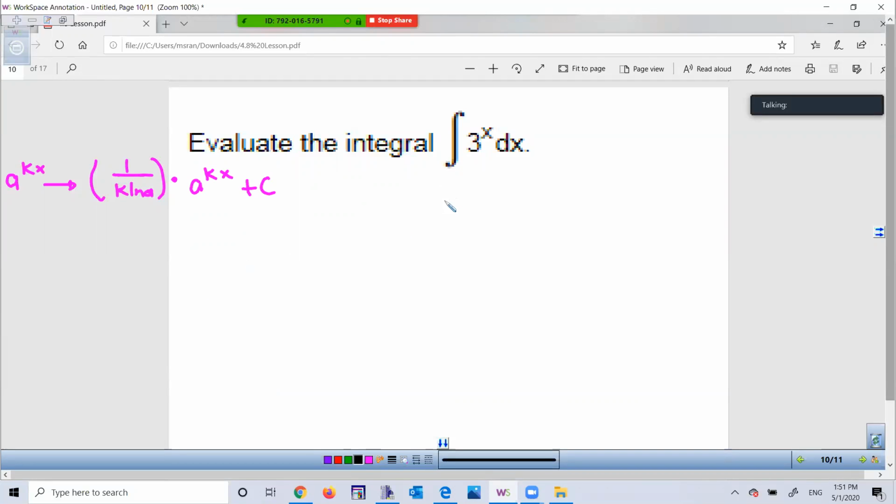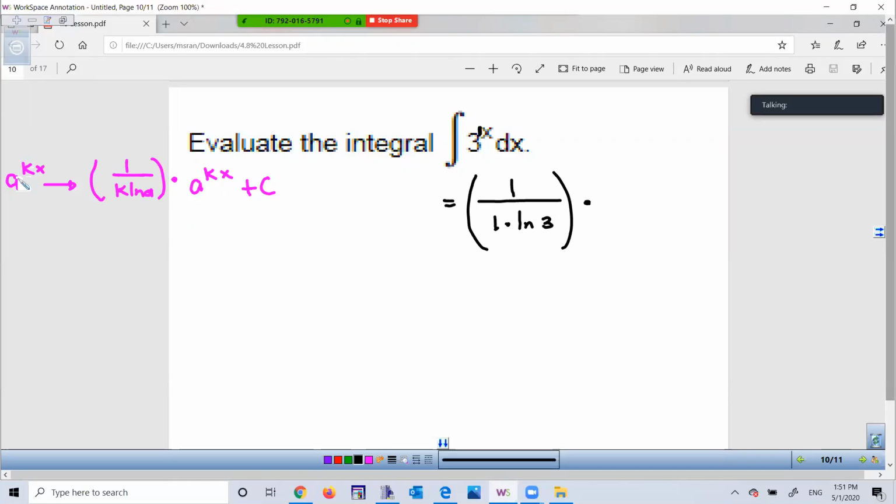I'm going to start doing the integration using this formula. So 1 over k. What's k? K is going to be the coefficient before the x. So here, the coefficient before the x, we should all see how that's a 1, right? 1x. So 1 over 1 times the ln of a. What's my a? My a is the 3. So ln of 3. All this in parentheses is going to multiply times a raised to the kx.